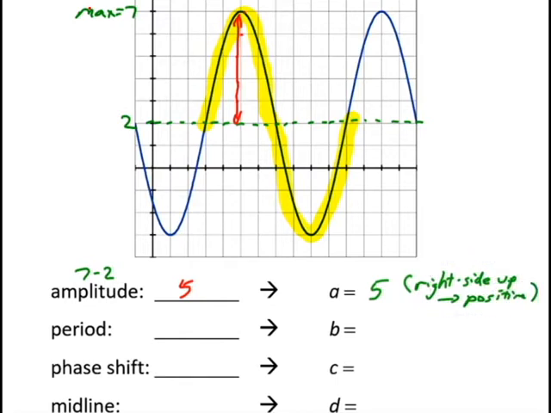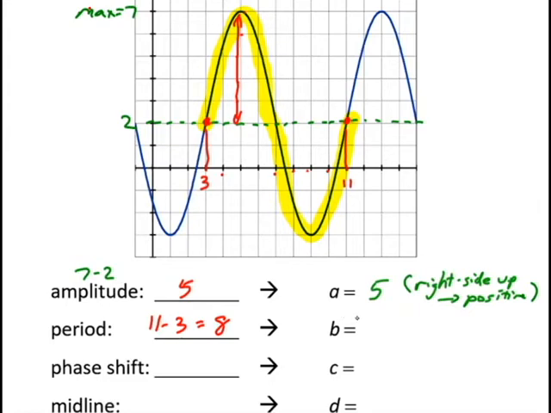For the period, we're going to find the x coordinates of the starting point and the ending point. 1, 2, 3. So the period is 8. That's the width of one cycle, the raw width.